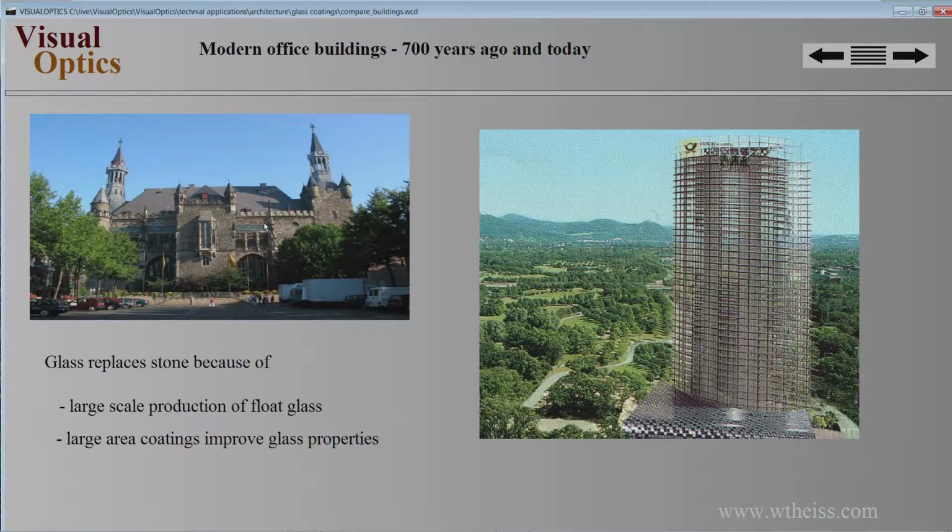A second reason for the replacement of walls by windows is that we can now improve the glass properties by large area coatings. And this tutorial is about the function of those coatings and how you produce them.